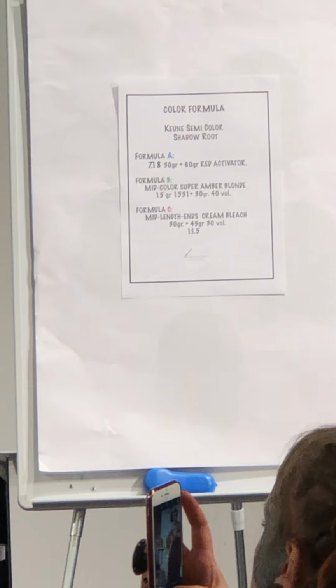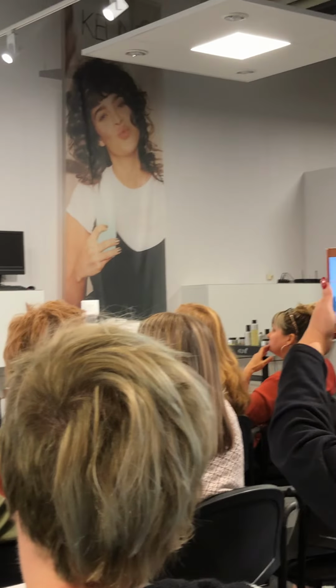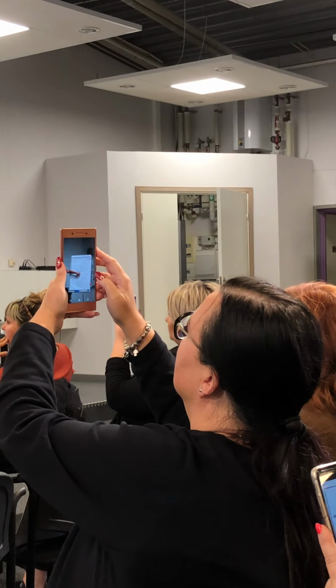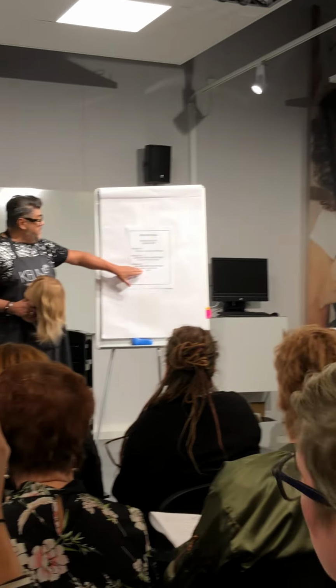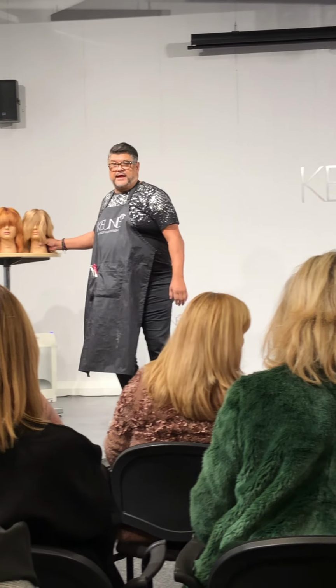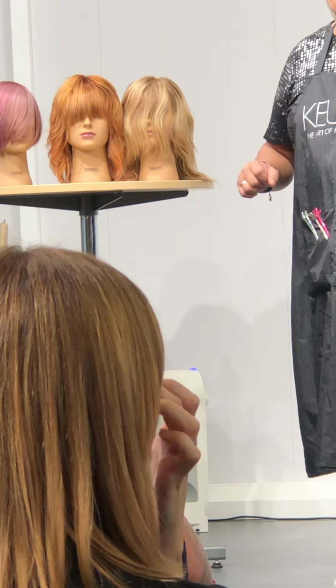The formula on here is not exact. I added gray to this one. I alternated 1531 with 30 grams of 40 volume. It's always a 1 to 2 mixer. And then formula C is going to be cream bleach, but on this mannequin, she's already blonde, so I'm just going to use 2000 with 10 volume. That's it, to hand paint it. You ready to see it?